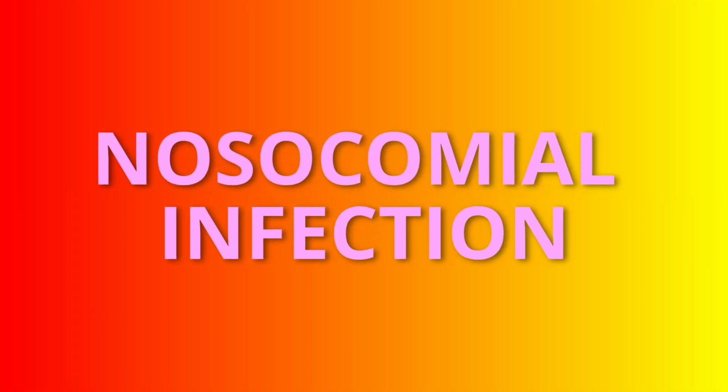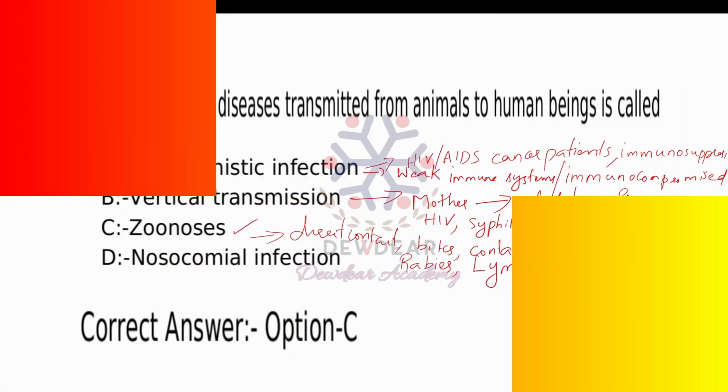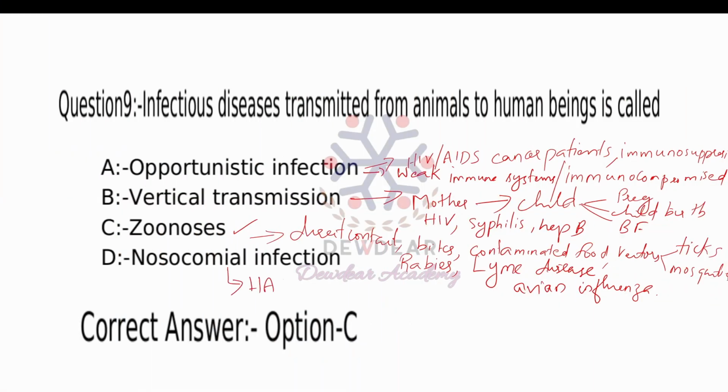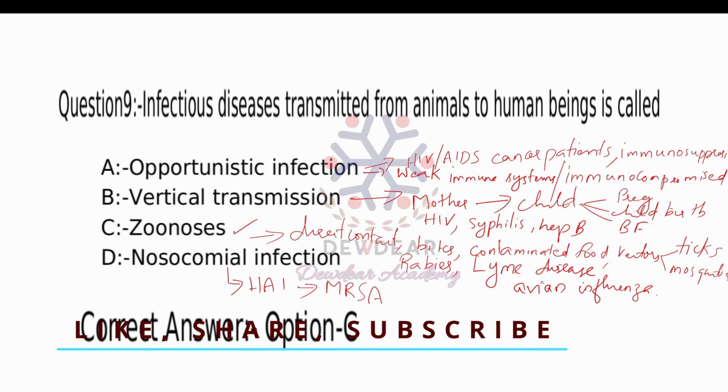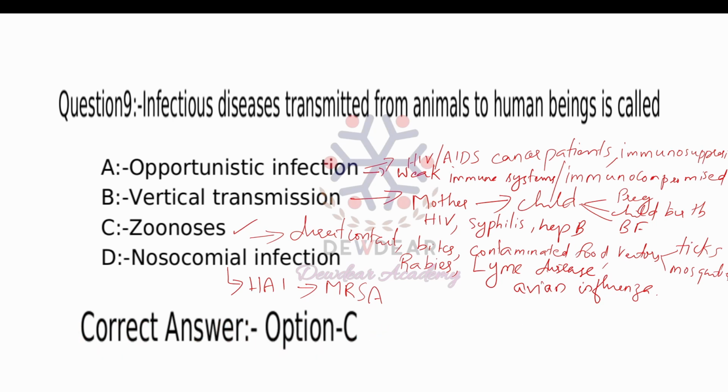The next is the nosocomial infection. Nosocomial infection we also call HAI, healthcare associated infection. Healthcare associated infection means the infection acquired in a hospital or healthcare setting, and it can be due to cross contamination or exposure to antibiotic resistant bacteria like MRSA, methicillin resistant Staphylococcus aureus. Methicillin resistant Staphylococcus aureus is an example of antibiotic resistant bacteria in the healthcare environment. And it can also be infections from ventilators, catheters and so on.